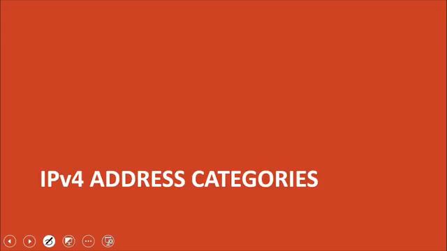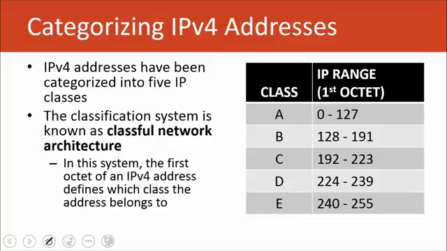All right, so let's go on. Let's talk about IPv4 address categories. There are 5, and they've been categorized into 5 different classes, right? The classification system is called classful addressing or classful network architecture. And in this system, the first octet of an IPv4 address defines which class the address belongs to.